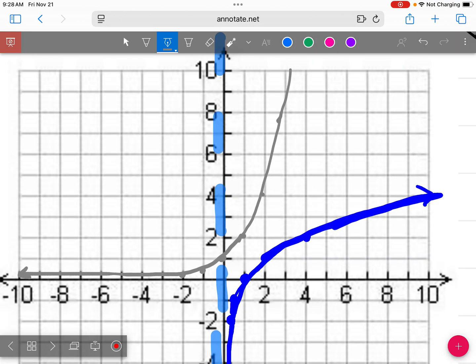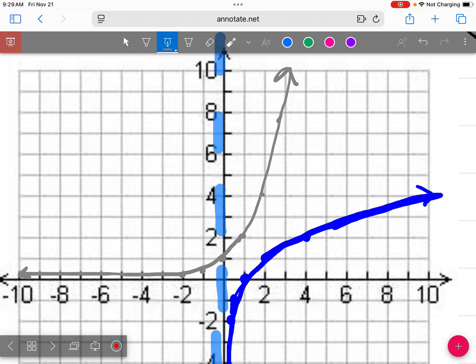And we can see that these are inverses of each other because I could diagonally fold them and get them to line up. They're reflected over the line y equals x. That's what inverses are going to look like. They look like they're just diagonal folded onto each other.